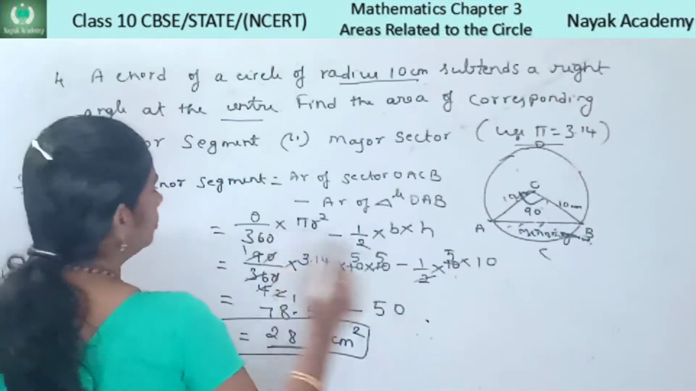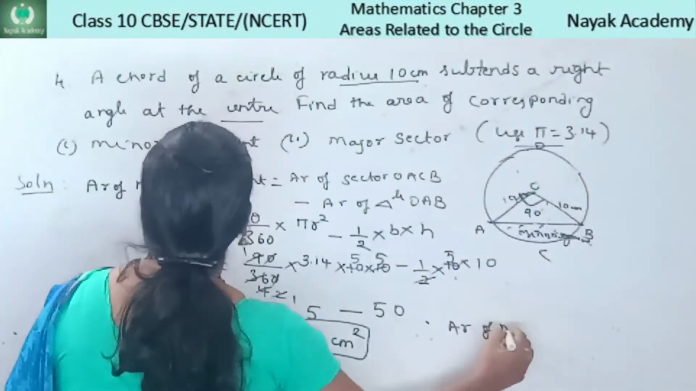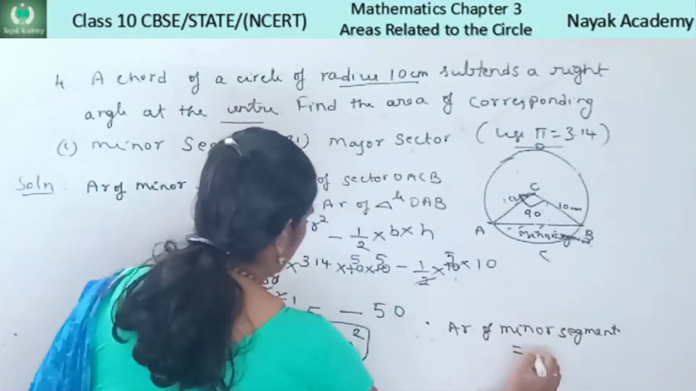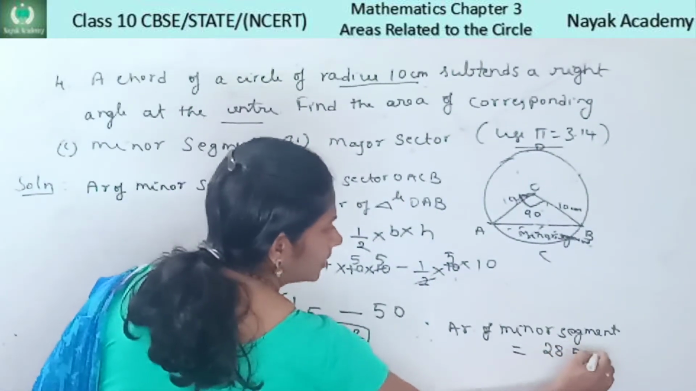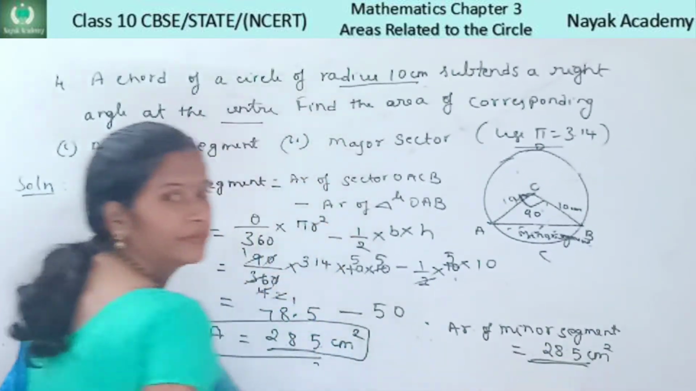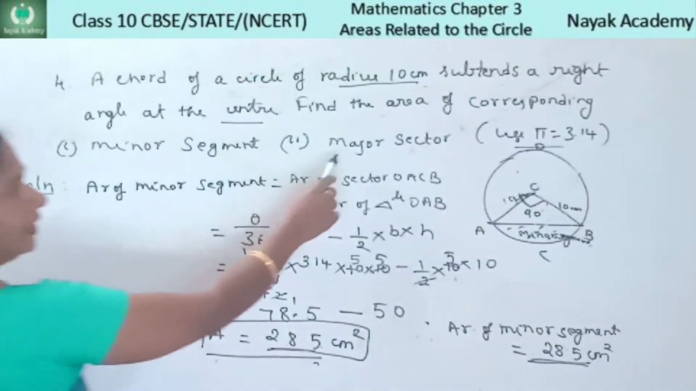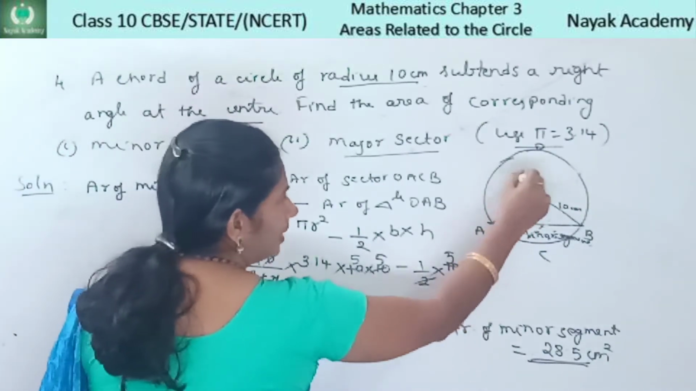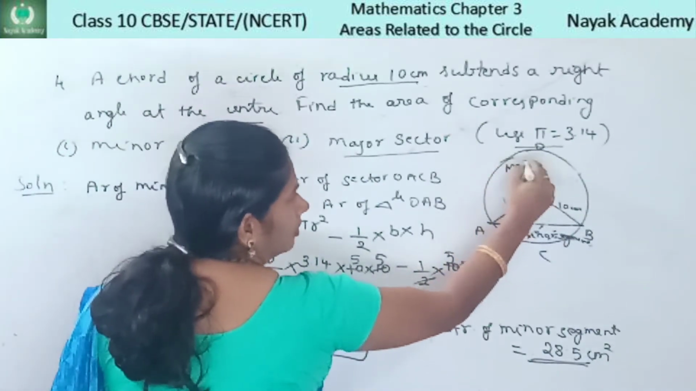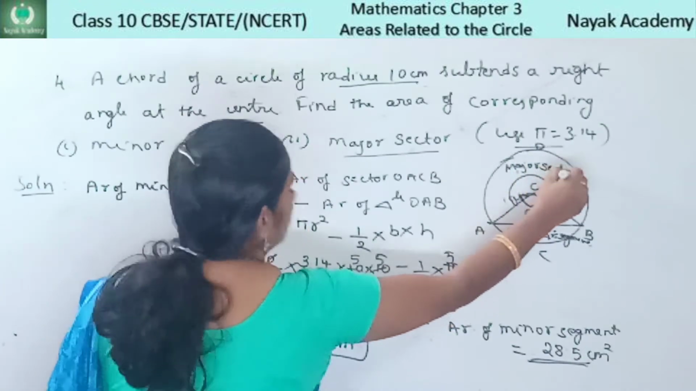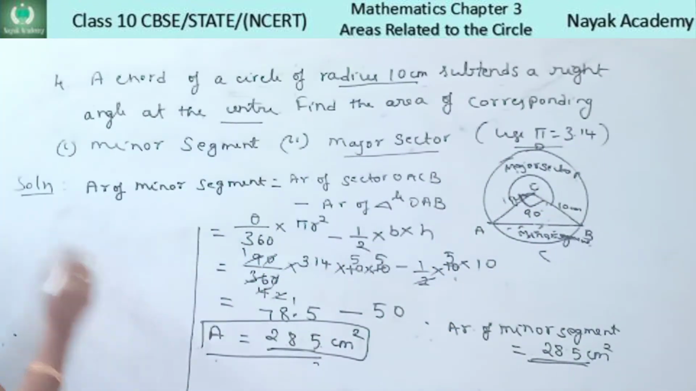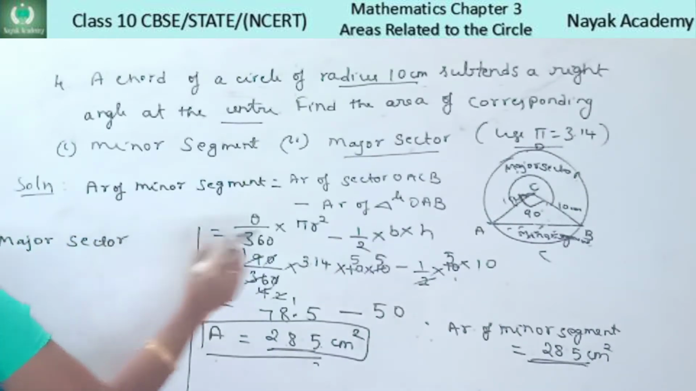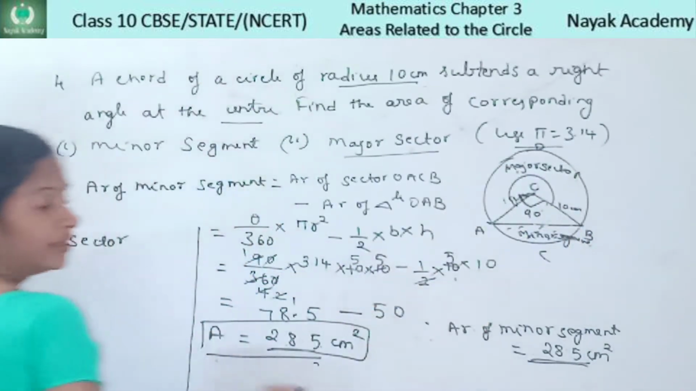Therefore, let me write the conclusion. Area of minor segment equal to 28.5 centimeter square. Now we have to find the area of the major sector. Which is the major sector, children? This is the major sector. Now we have to find the area of the major sector ADB.